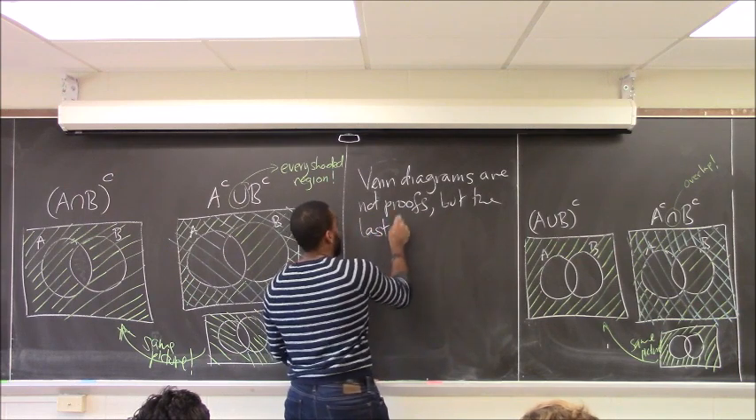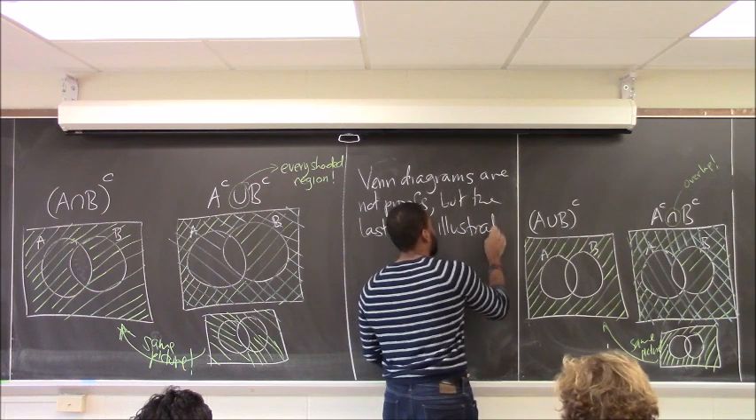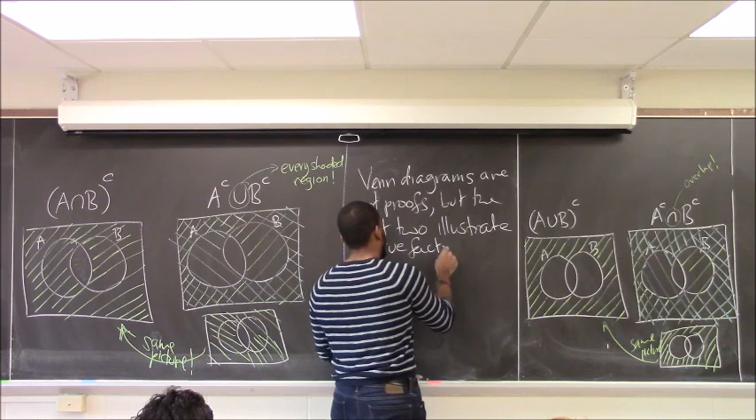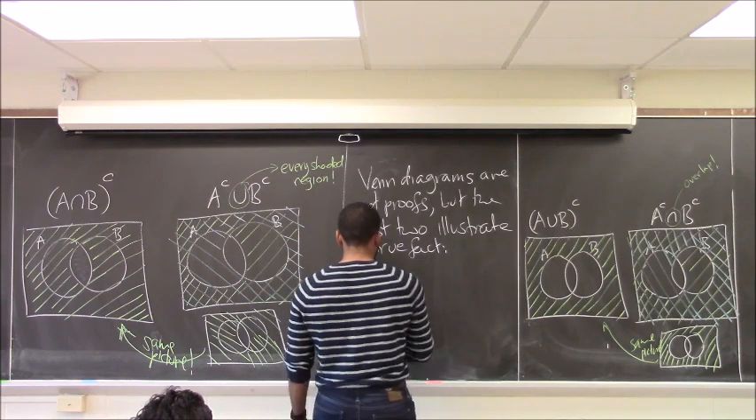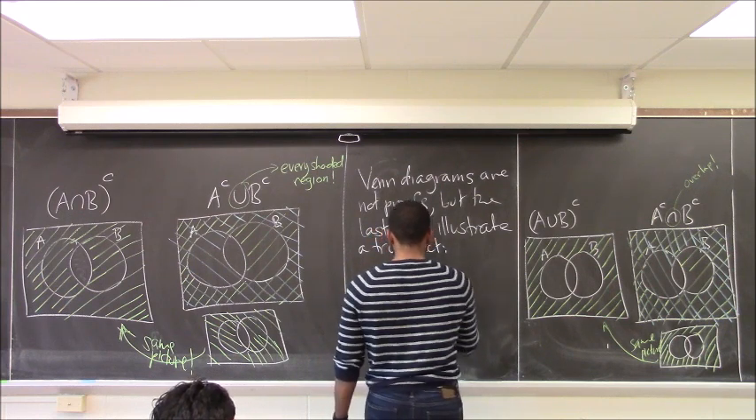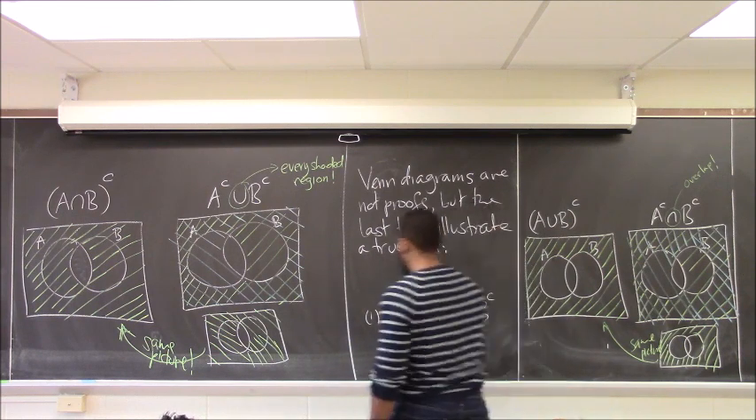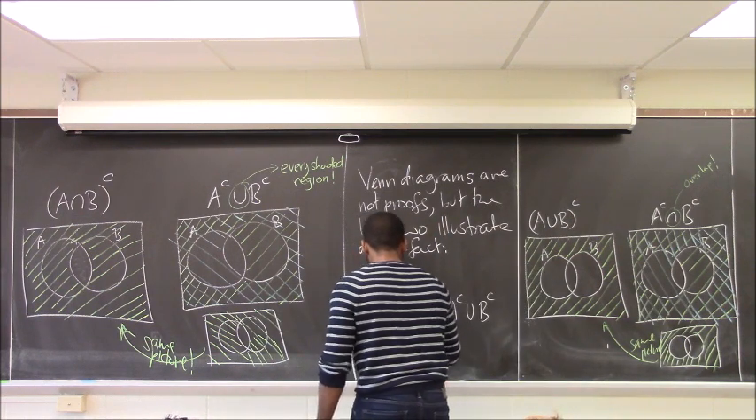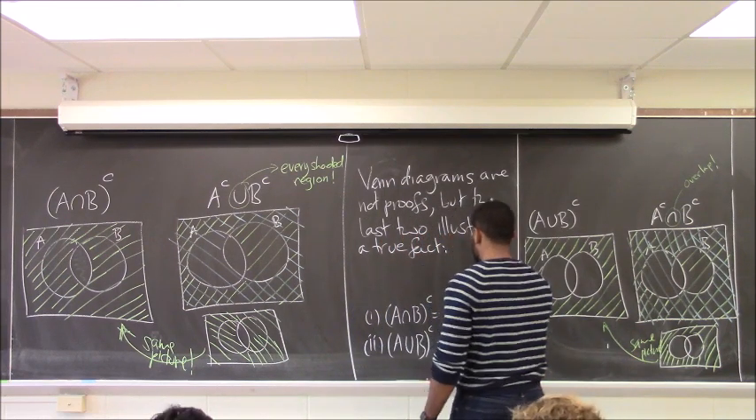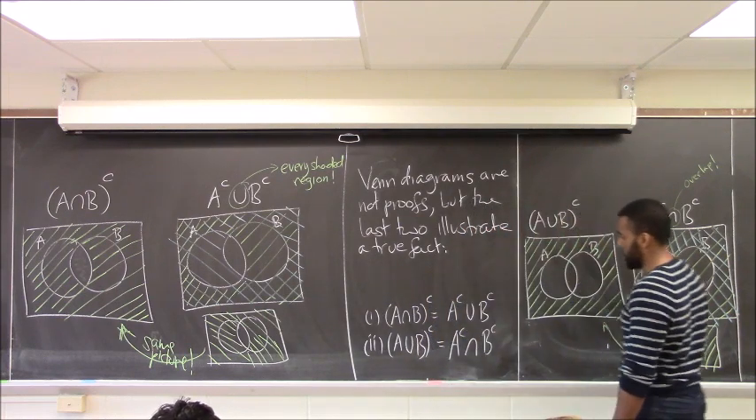The last two illustrate a true fact. It turns out that, pretty much in general, the complement of an intersection is the union of the complements, and the complement of a union is the intersection of the complements. You can just complement each set and turn it around.